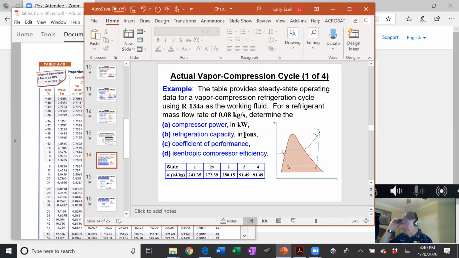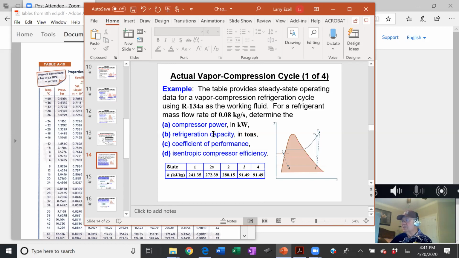These are R134a numbers, but you wouldn't be able to look them up yourself in the table because you don't know enough about this point. If it were right here, you could look it up. This point you could look up, but this point you really can't find. Okay, so he's got all of this. He's got the refrigerant mass flow rate, 0.08 kilograms per second. This would be typically what you'd have to do, but like I said, it's easy once you get all the enthalpies figured out.